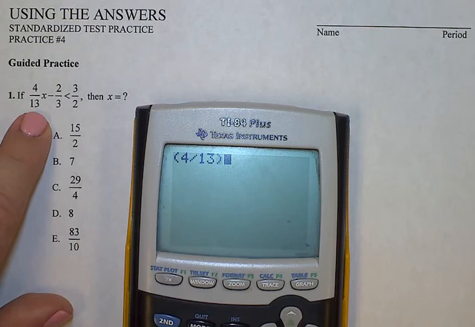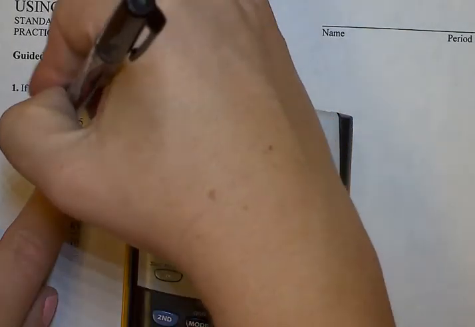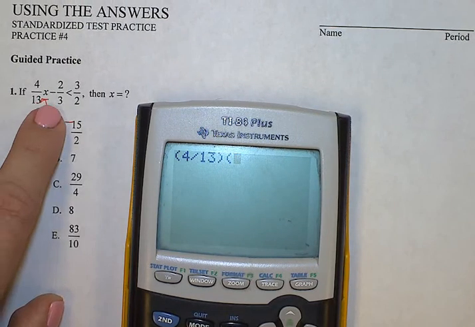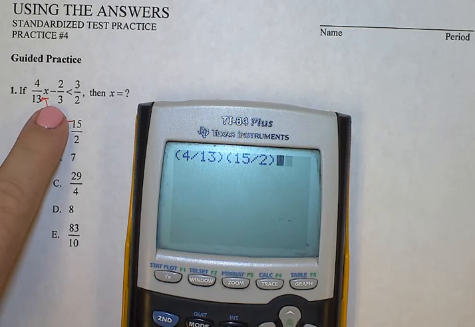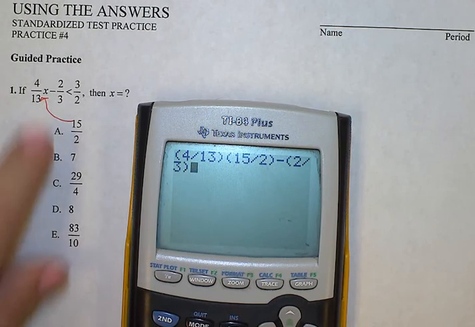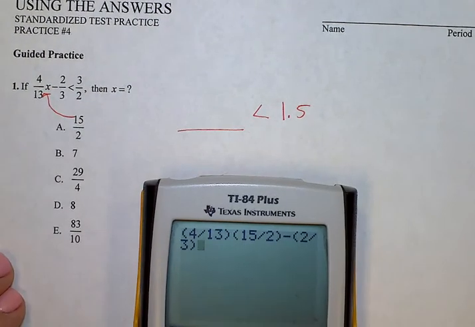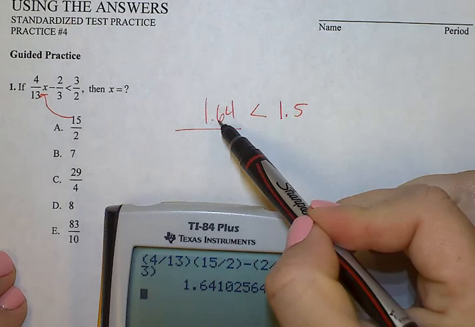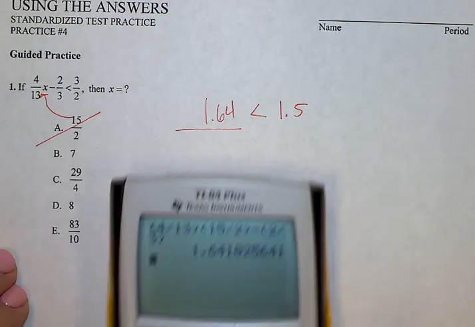Make sure you have parentheses around it. Now I'm going to substitute in 15/2, and they're being multiplied. So in parentheses, 15 divided by 2. And now I'm going to subtract 2/3. And I want to know, is this value less than 1.5? It is 1.64. This value is not less than 1.5. A does not work. Going on to try 7.